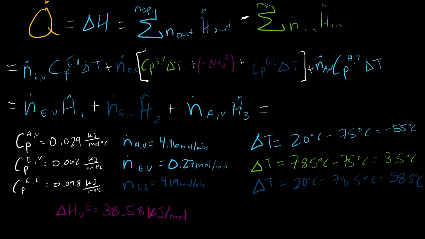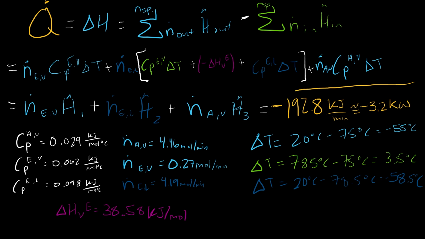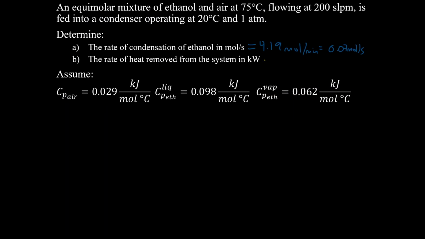Okay, so I recommend pausing the video here, inserting the parameters and the information that we solved for into the equation above, and comparing what I get. Okay, so if you're just coming back after inserting all the parameters and variables that we solved for, what I got was negative 192.8 kilojoules per minute, which is approximately equal to negative 3.2 kilowatts is the rate of heat removed from the system. And so to get kilowatts, you just divide by 60 seconds in 1 minute, and then you get kilojoules per second, or kilowatts. So for part B, the rate of heat removed from the system in kilowatts is approximately negative 3.2 kilowatts.